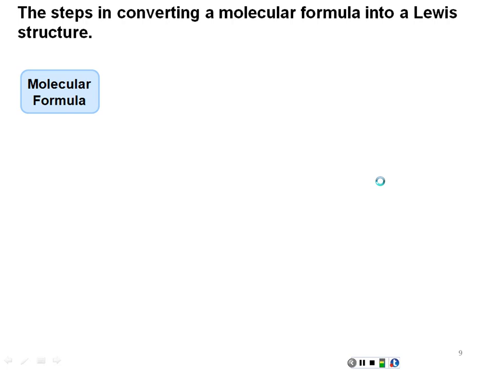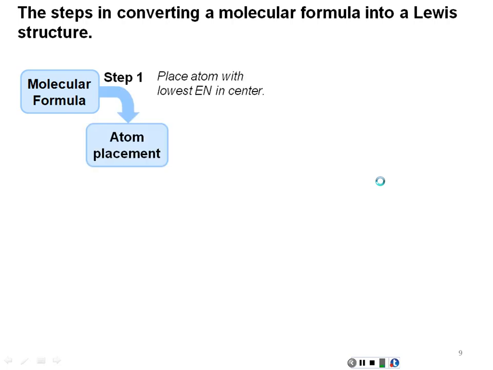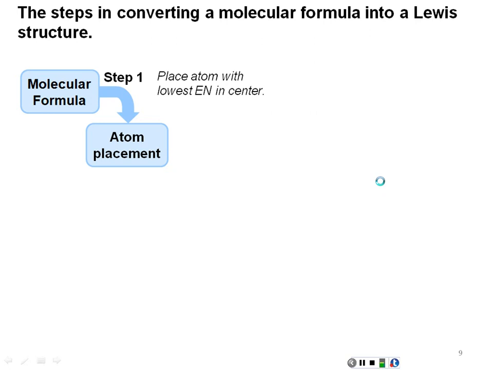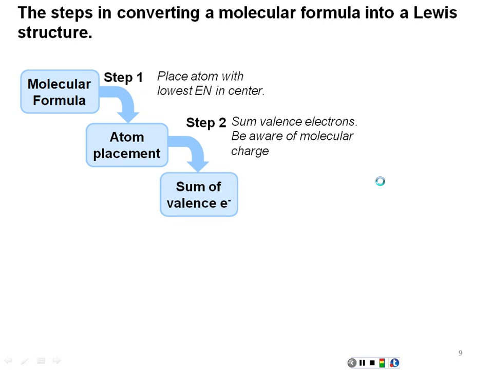The first step is to start with a molecular formula, and you place the atom with the lowest electronegativity in the center. All the other atoms that have higher electronegativities then go around the outside of that center atom. The second step, you sum the valence electrons. Now, I usually do this step before step 1. It doesn't matter the order of these first 2 steps.